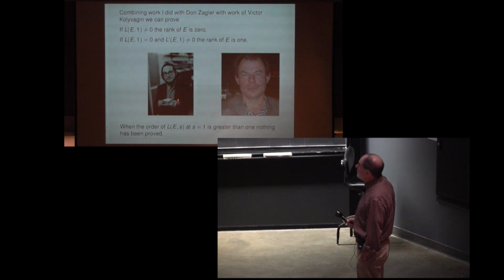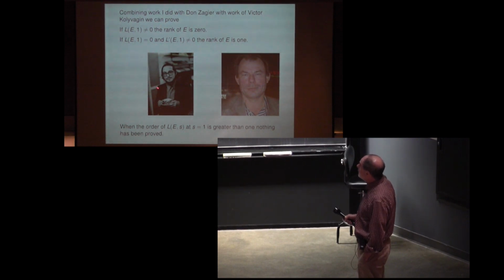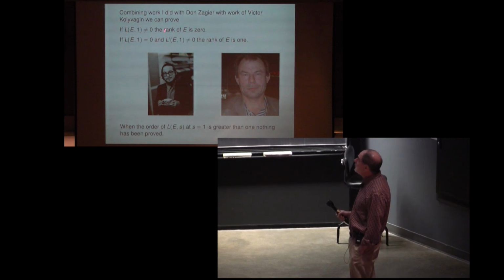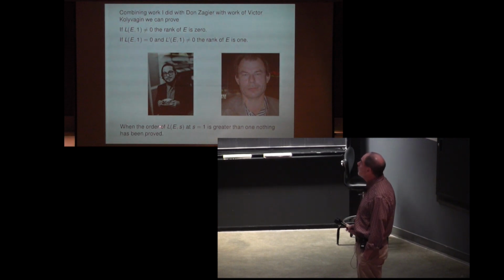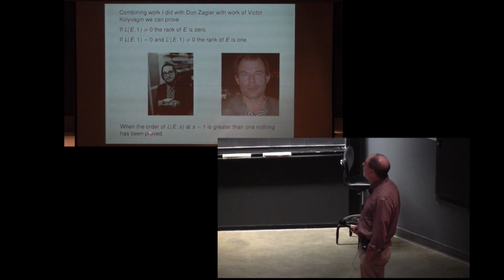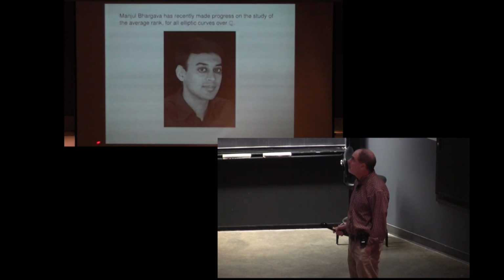And combining work I did with Don Zagier, and this is what Don looked like when I was working with him, with Victor Kolyvagin, we now know that if the L function is non-zero, the rank is 0, so the curve has finitely many points. If the L function is 0, but the derivative is non-zero, then there are an infinite number of points, and when the order of vanishing is greater than 1, absolutely nothing has been proved.